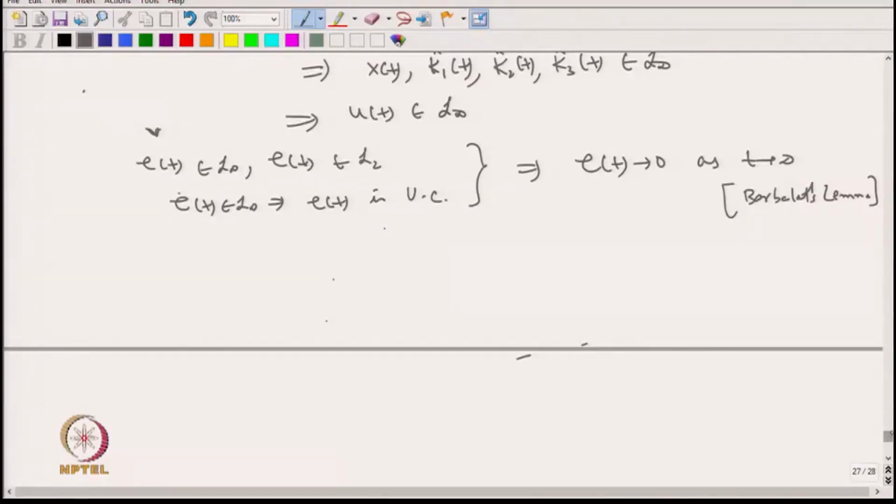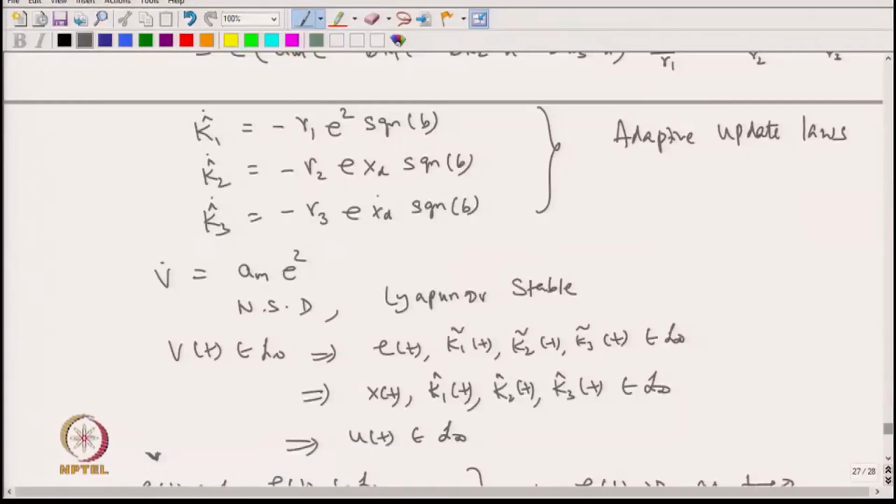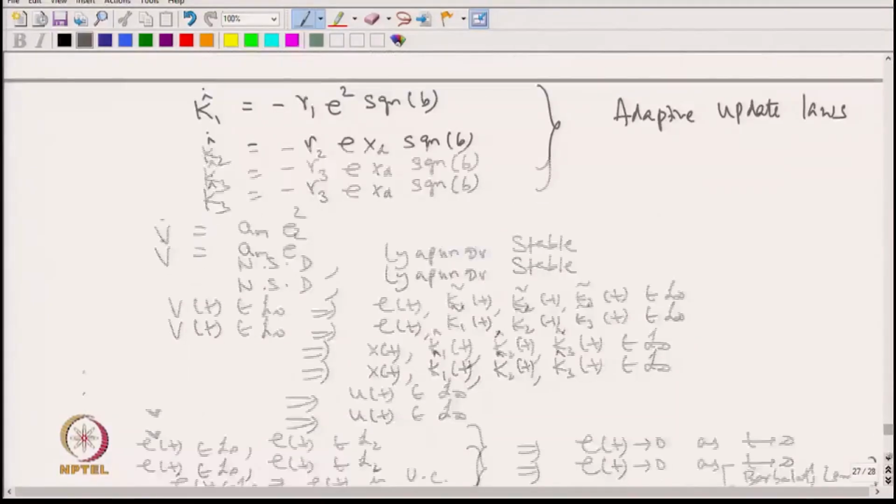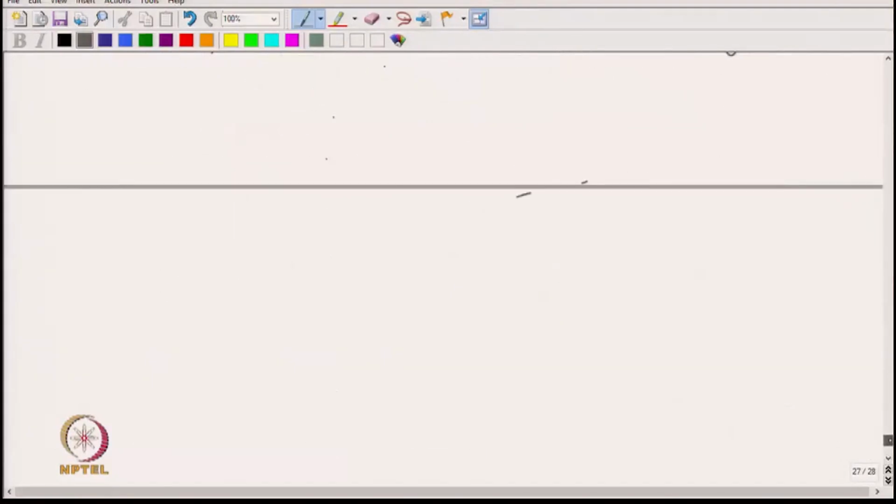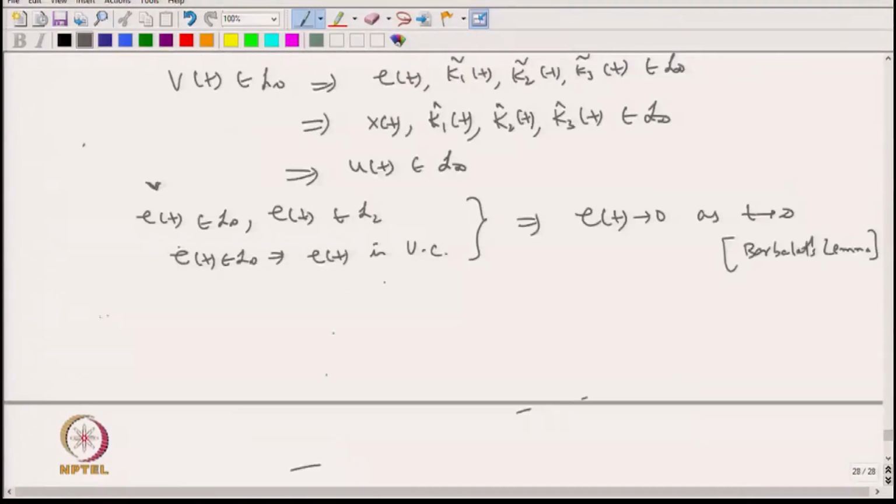Okay, so in this lecture, you can in fact go ahead and do the indirect adaptive tracking controller.